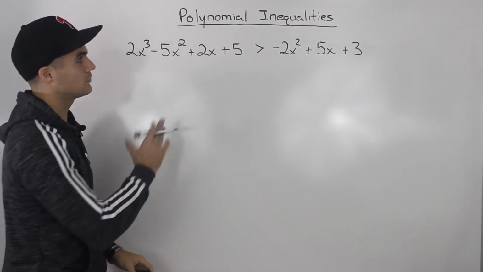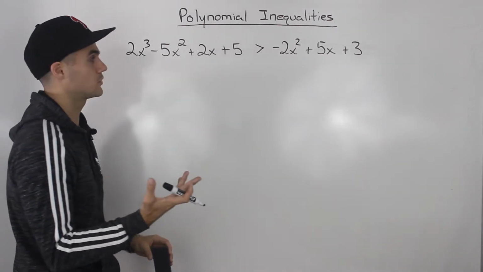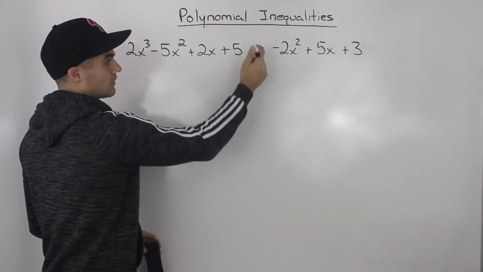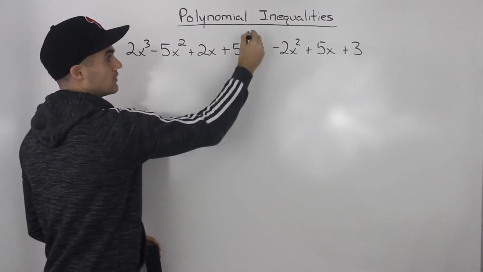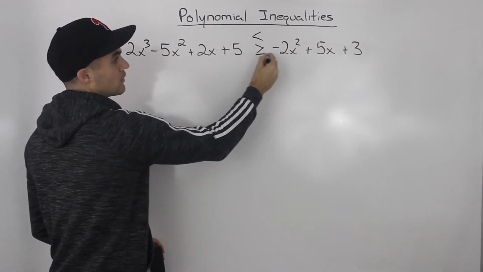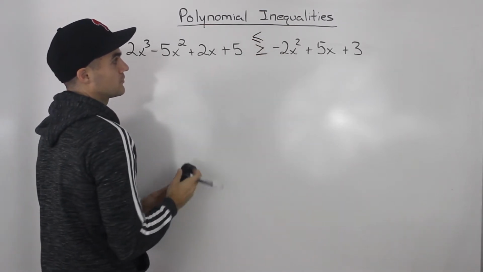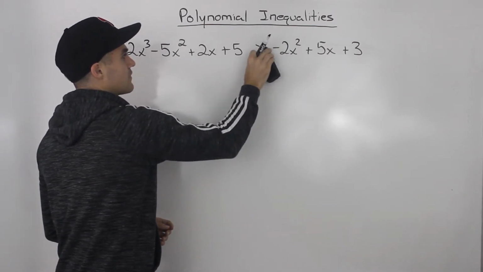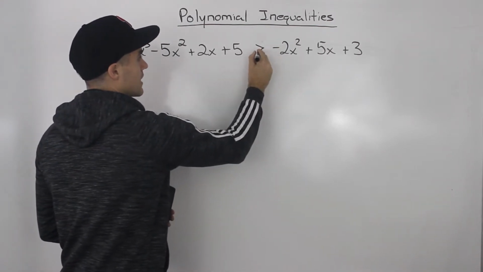If you notice, polynomial inequalities are very similar to polynomial equations, but instead of an equal sign in the middle, you'll have a greater than sign, or you can also have a less than sign, or a greater than or equal to, or less than or equal to, right? But in this specific example, we just have a greater than sign.